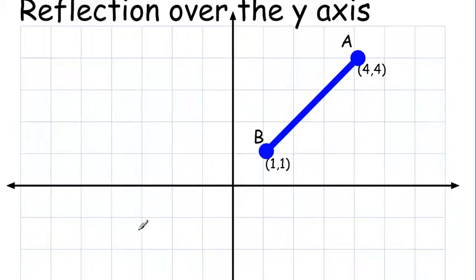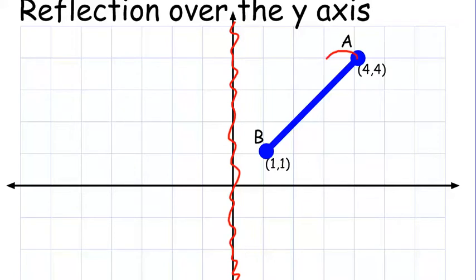Now let's talk about some reflections on our coordinate paper. This is on the paper that I gave you guys, so make sure you're looking at this one here. This is a reflection over the y-axis. So we have point A and point B. I want you to put this on your paper. So you're going to draw this line segment. I want to reflect it over the y-axis. This is our y-axis.